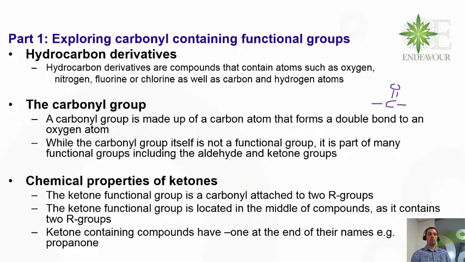So for the ketone, it was a 2 R group functional group that contained the carbonyl group as well. And because of the 2 R group attachments, it meant that the ketone group had to be in the middle of the compound. Also, a ketone compound will have "-one" at the end of the name. For example, testosterone contained multiple ketone functional groups and hence the "-one" at the end of the name, or something like propanone as well.